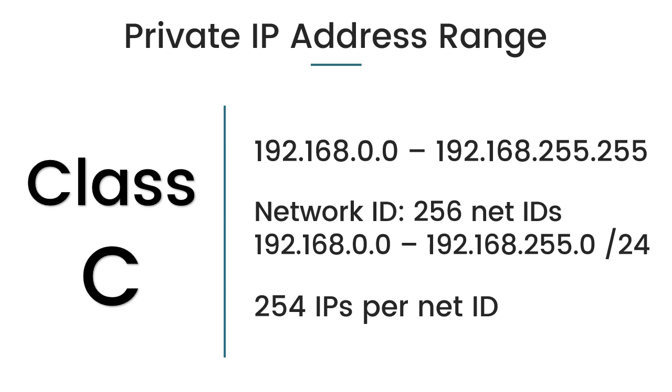So to summarize, the range here is 192.168.0 to 192.168.255. I have 256 different network IDs in this range, and each one of those network IDs are giving me 254 IP addresses.